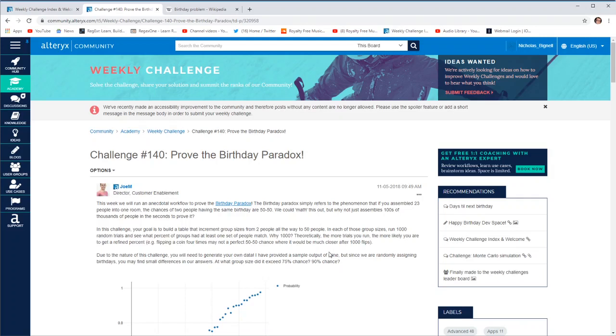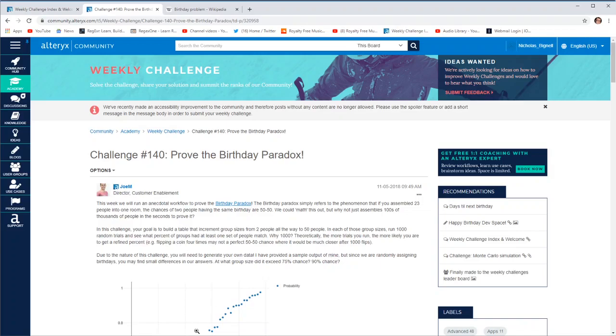The birthday paradox is apparently where you can get a room of people. If you get 23 people into that room, the chances of two of them having the same birthday, I don't mean year, I mean day and month within the year, is 50-50 or 50%. So the challenge here is to prove that out by running a trial 1,000 times on each size group, i.e. 2 to 50. So you can then get an idea of what's the chances for each of those groups of two of them having the same birthday.